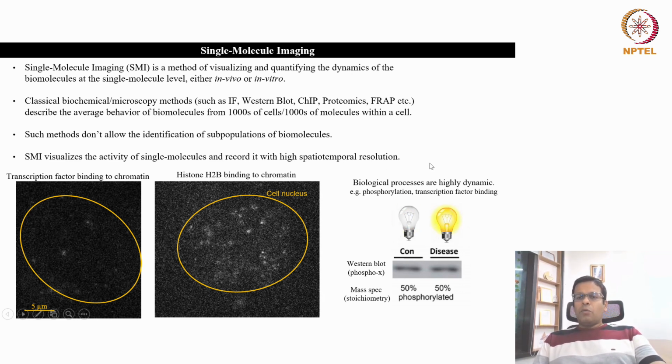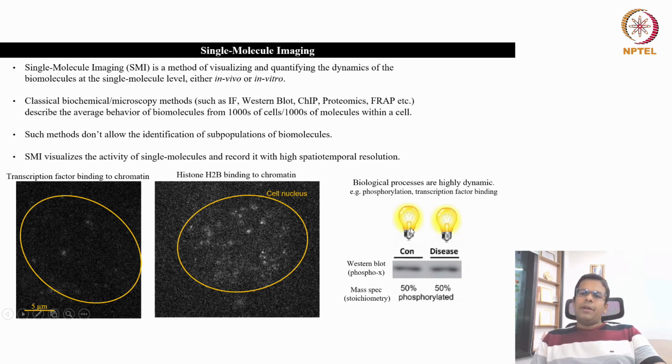Now, why is such a method required for studying biological processes? Biological processes are highly dynamic in nature. Here I have shown the phenomenon of phosphorylation and dephosphorylation by the blinking of two bulbs. Protein kinases phosphorylate some proteins, and there are phosphatases which remove the phosphate group from the protein. So there is always a cycle between phosphorylation and dephosphorylation for any particular protein. Let's say in the control condition, this cycle is fast compared to the diseased condition.